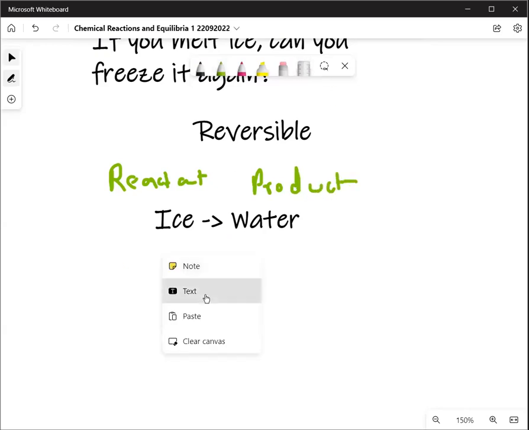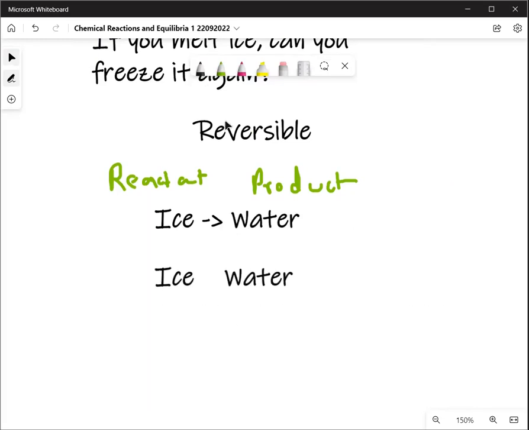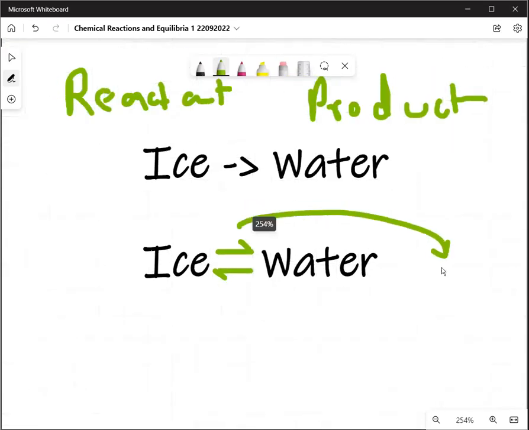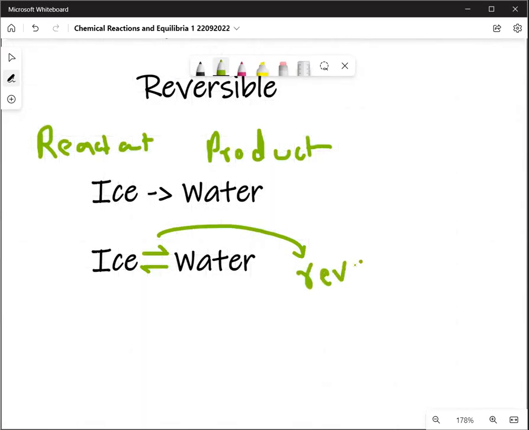Now, what we realize is in reality, this is what the equation looks like. You don't have to write this right now. I'll give you a better example in a second. This is what it looks like. Now, this symbol right here is used for reversible reactions. Done. Okay.